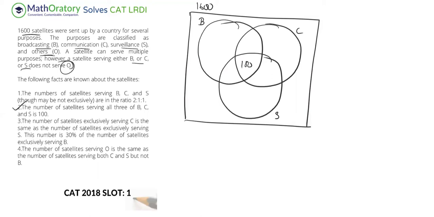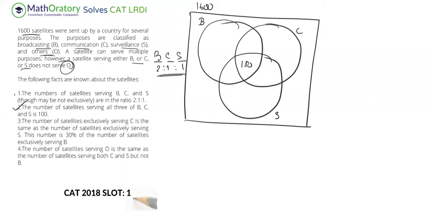It also tells us, the first information tells us the number of satellites serving B, C, and S may not exclusively imply the B circle total, C circle total, and S circle total. So that is 2:1:1, right? So the B circle, the C circle, and the S circle, these three are in the ratio 2:1:1. So let me keep this outside. So we know this relation 1.